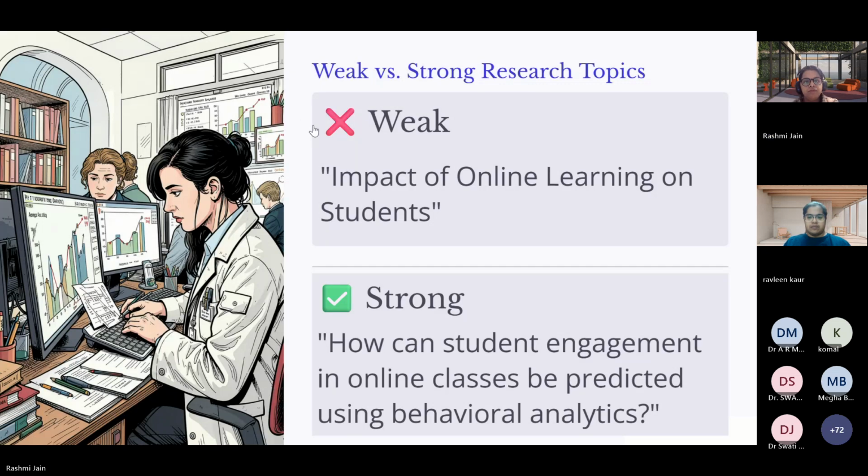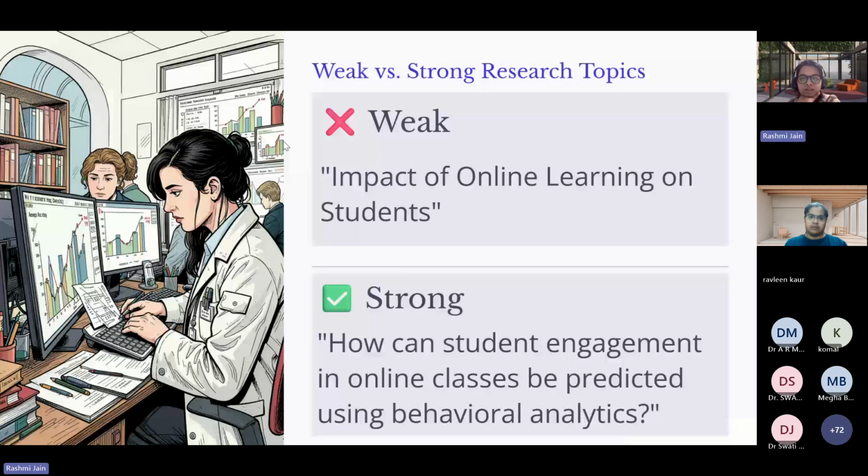So this one, weak versus strong research topics. I'll give you an activity. Suppose a topic is about online learning and all the students. But how about if somebody frames it nicely: how can students' engagement in online classes be predicted using behavioral analytics?